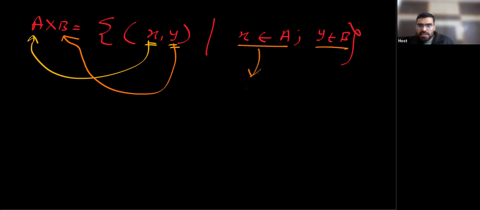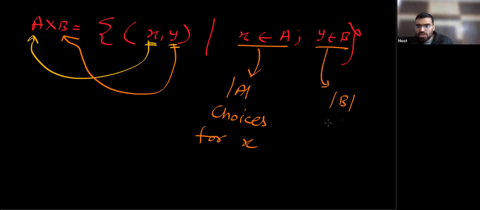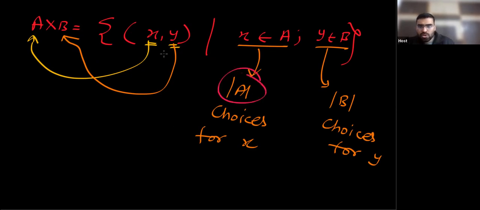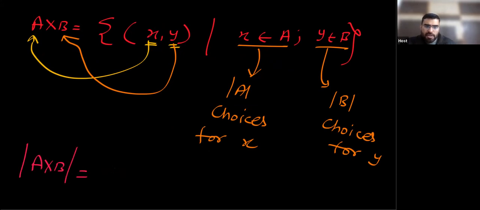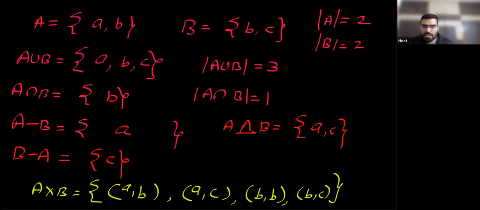So I can say that you have this many choices for x, and this many choices for y. They do not affect each other. This is the simple point. So for this x we have these many choices, and for this y we have these many choices. So finally the Cartesian product cardinality will be the cardinality of A multiplied by the cardinality of B.